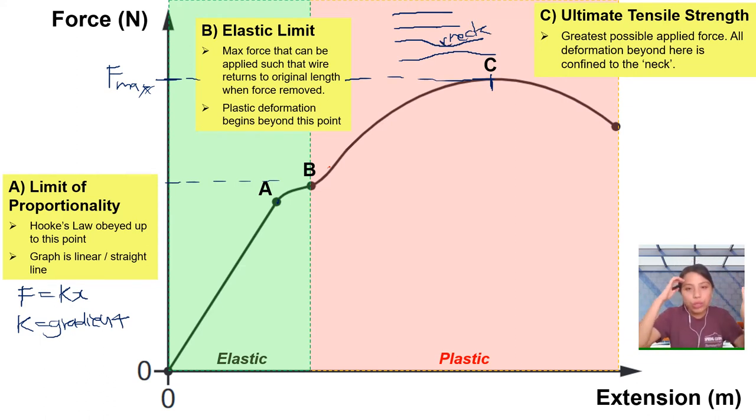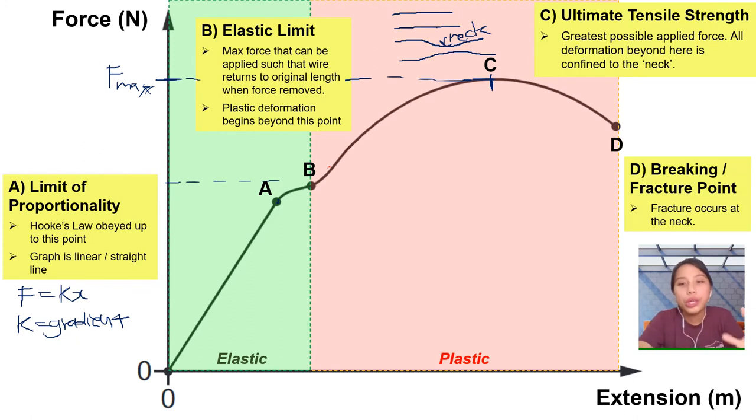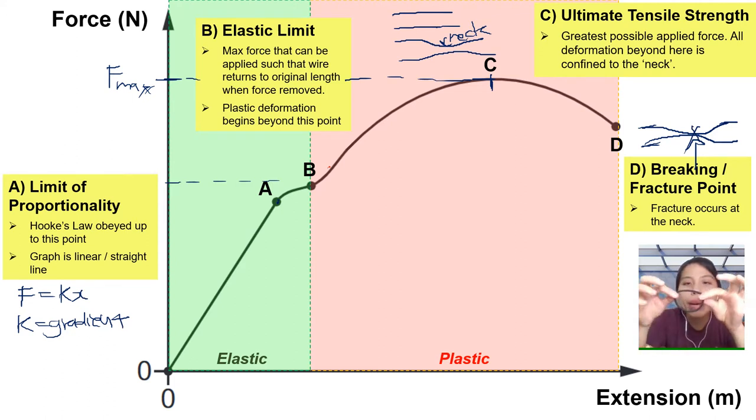And if you continue to go down the curve, you will reach the breaking or fracture point. Fracture basically means break lah. It will occur at the weak point. So if already neck until like that, the thing deformed, permanent deformation, and you cannot go back at it. So this point probably will break because it's the weakest. Yeah. So you'll break.